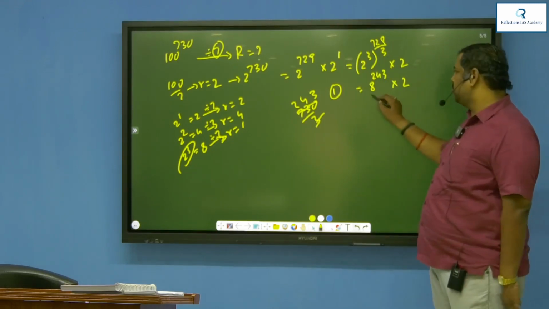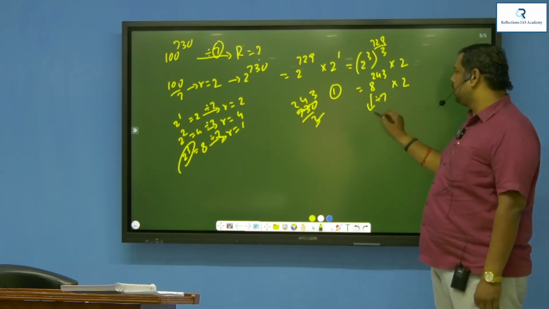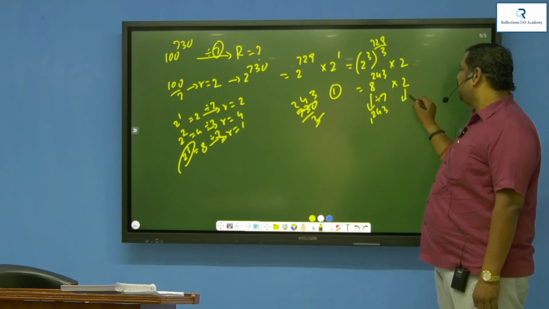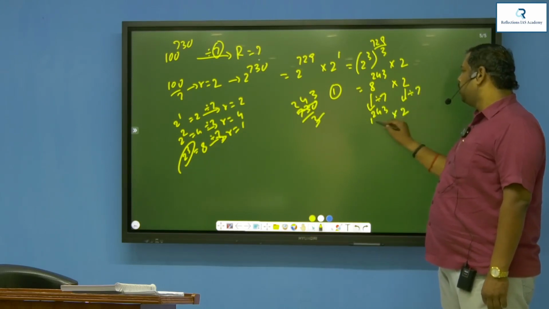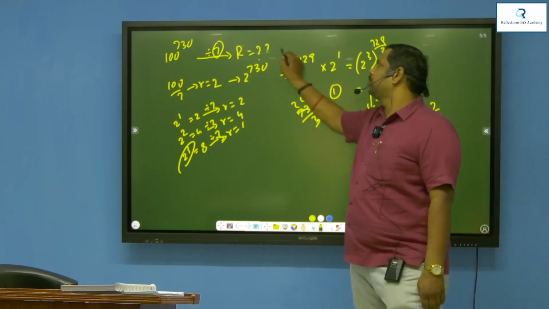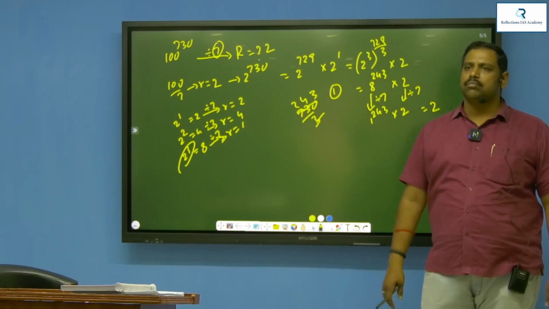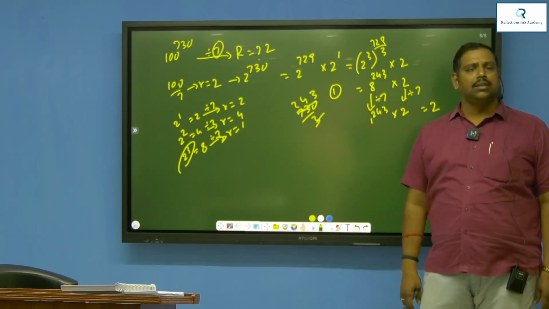Go with the division as usual. So divide with 7. So what you will get? 1 power 243. Divide with 7. What's the remainder you will get? 1 power anything is equal to 1, into 2 is equal to how much? 2. What's the final remainder? This is the model of remainders. This is the concept behind the remainders.